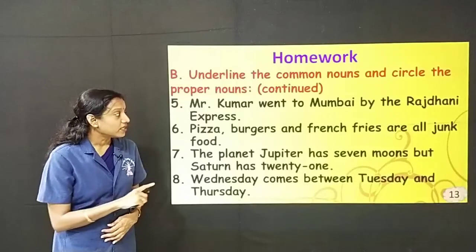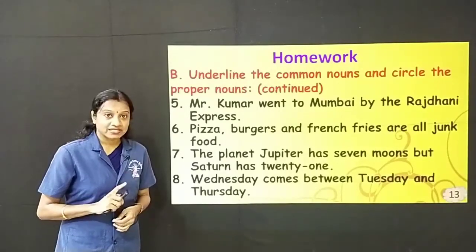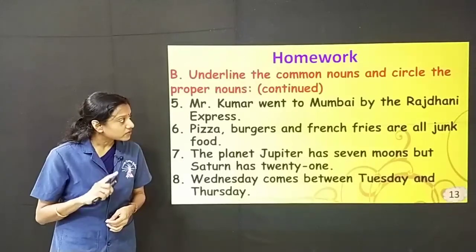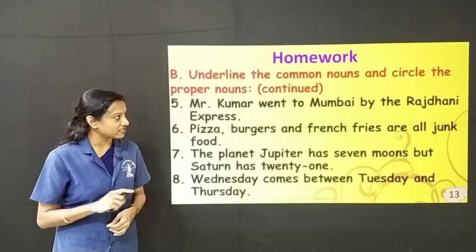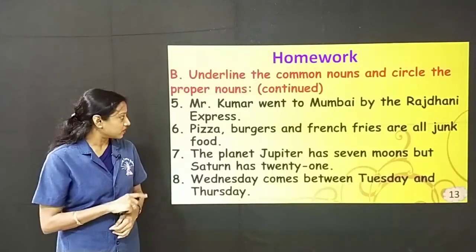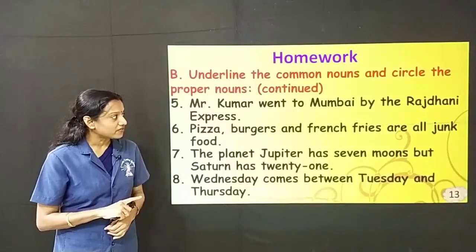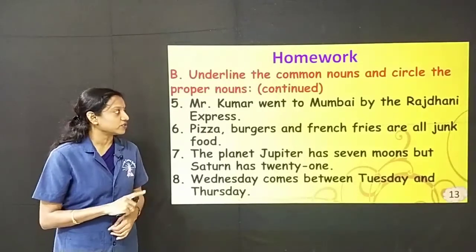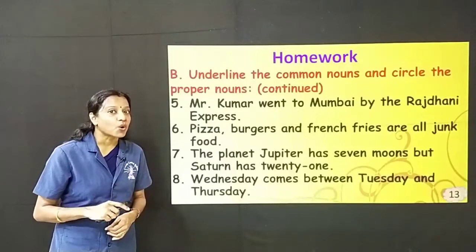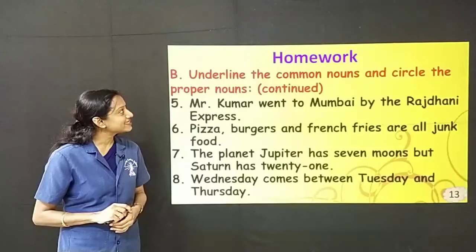Again here children, French fries, in your book it is written in capital letters. You can change it into small letters, you can just do the changes as I have made it. So number 6, pizza, burgers and French fries are all junk food. So French fries will be in small letters. Okay, so let's go to the next slide.